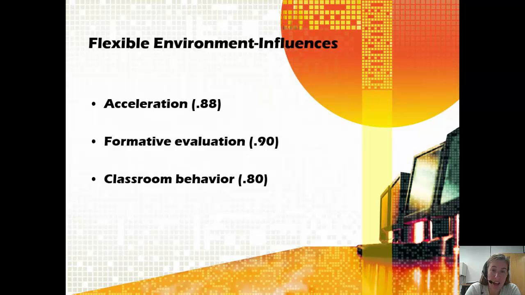Formative evaluation happens every day in a flipped classroom, and this is one of the things on John Hattie's list that has the largest effect size. Teachers make decisions for classroom activities based on formative assessments that happen.